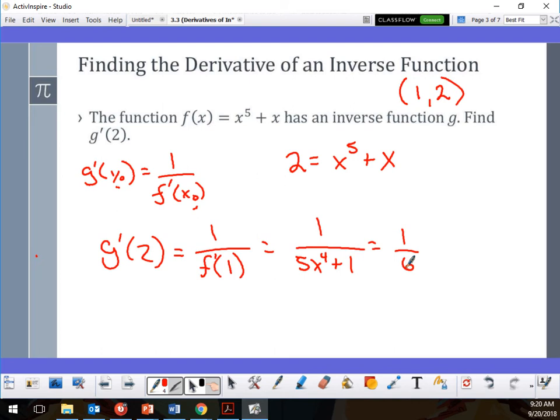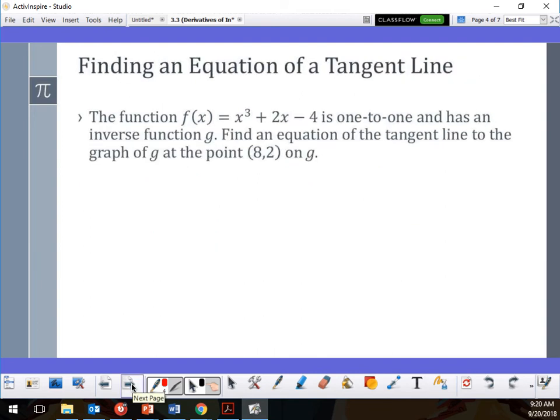So the derivative of g at 2 is 1 over 6. This is some mumbo jumbo where we're switching x's and y's here because I'm looking for the other value. Okay? All right, let's try this one right here.